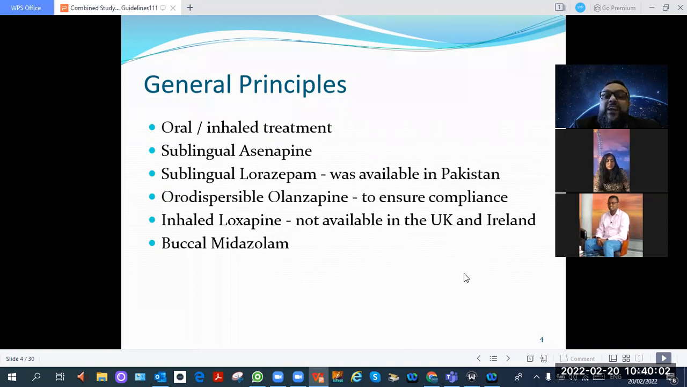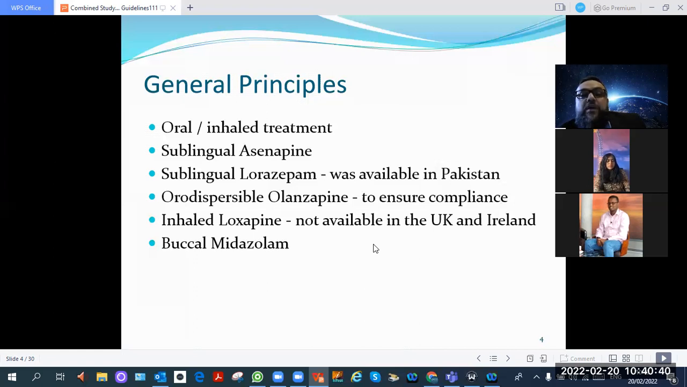Orodispersible olanzapine, again, is not rapid tranquilization. It will get absorbed from the stomach, not sublingually, and then it will do what it does in the same way as any other olanzapine. The only difference is that the patient cannot spit it out. Inhaled loxapine is not available in the UK and Ireland.